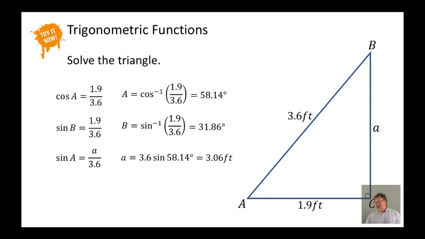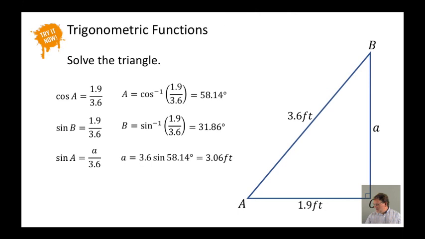Welcome back. Well, you've got two angles to find, both with trig functions, choosing the trig function of your choice to be able to find each one of those angles. So I used cosine in order to find A, and I used sine to find B. Both of those were equal to 1.9 over 3.6. That gave us a measure of angle A of 58.14 degrees and a measure of angle B of 31.86 degrees. Again, if you were to add those angles up and also add 90 onto that, you should get 180.